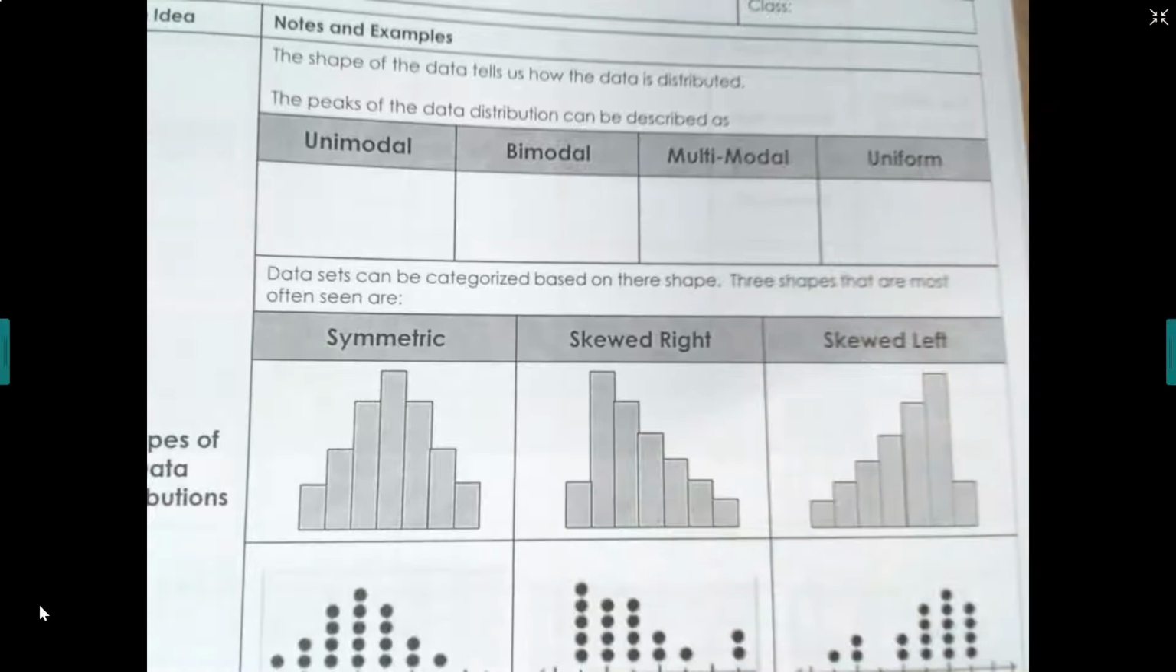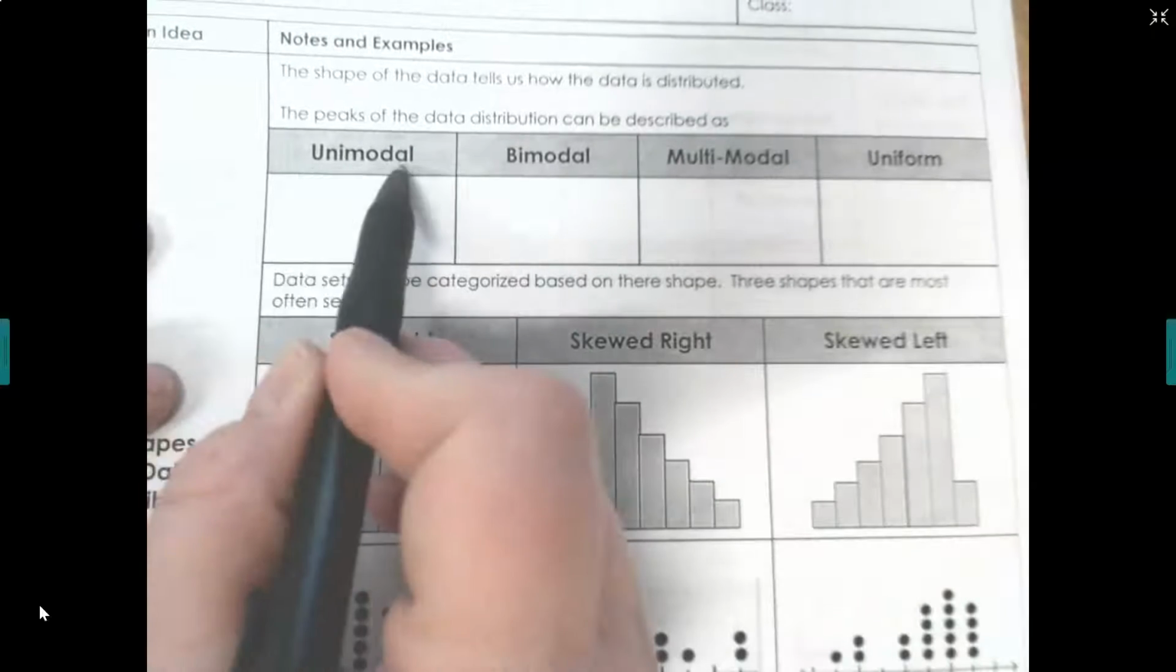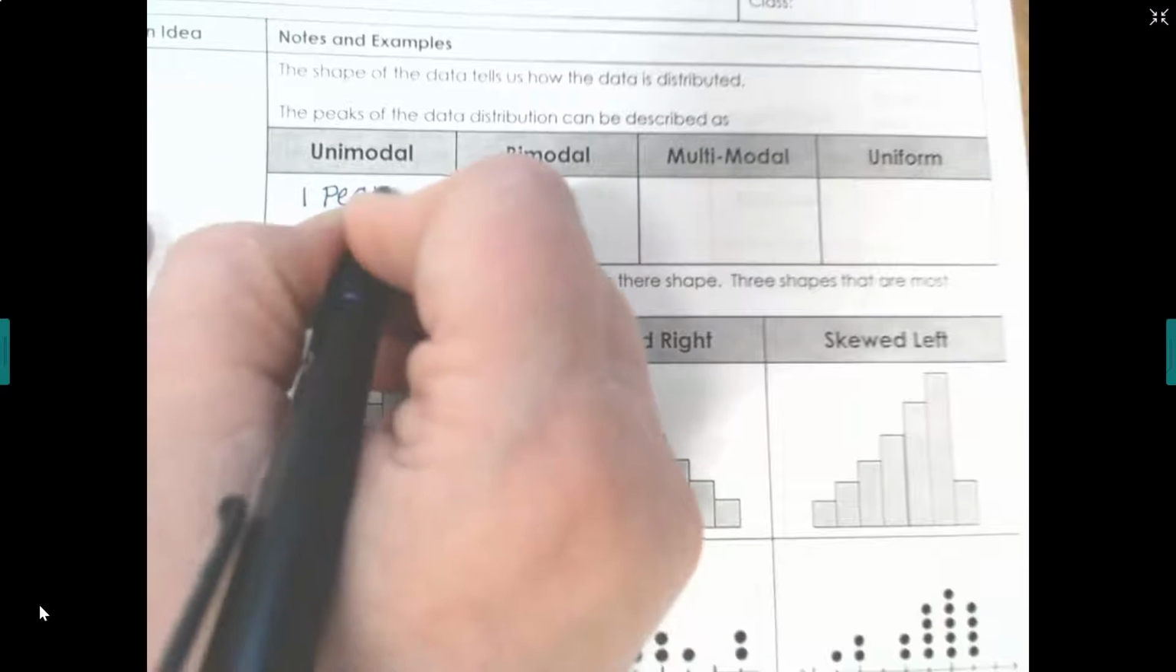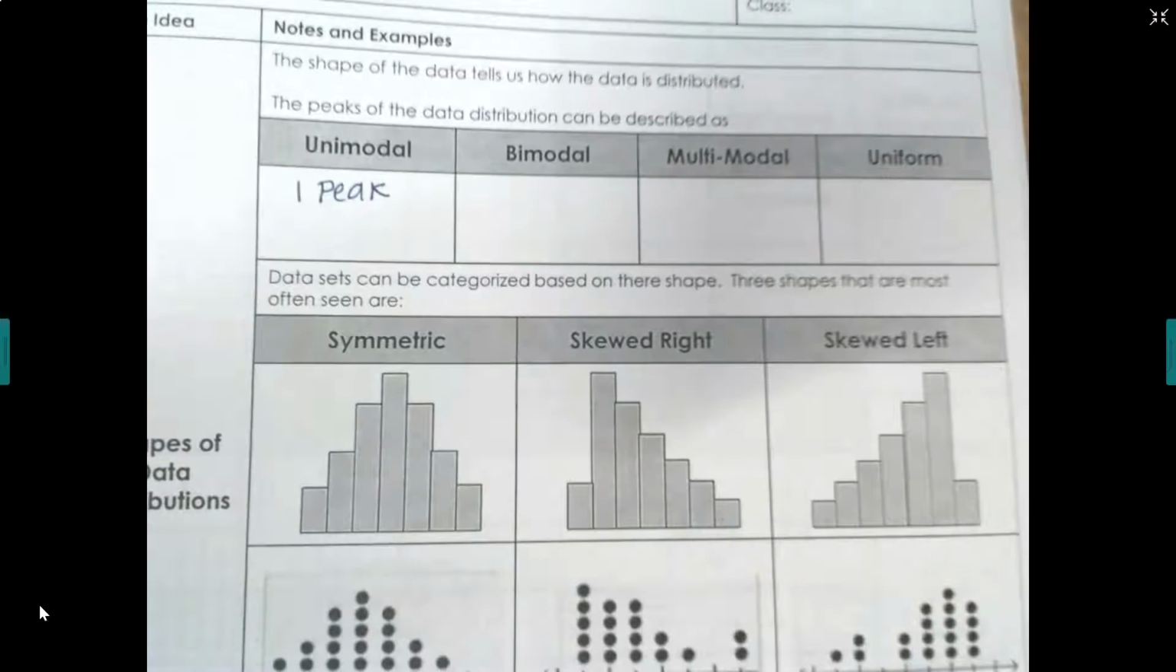So let's take a look at naming data sets by how many peaks they have, meaning what is the tallest spot. We call the data set unimodal if there is one peak. All of these right here below are unimodal. They have one peak. It doesn't have to be in the center, it's just one tallest spot.